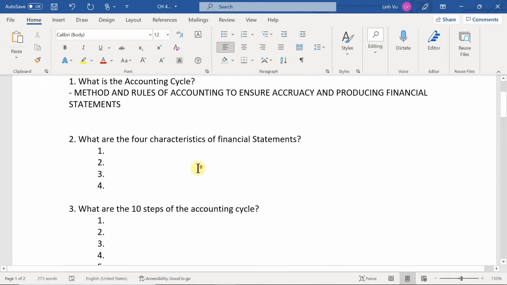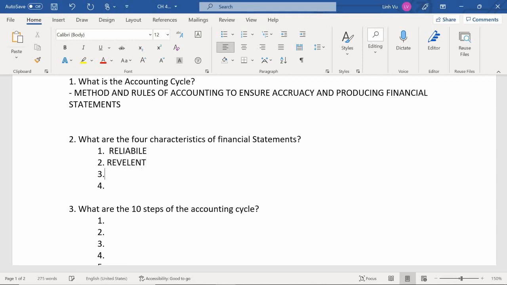All right, number 2. What are the 4 characteristics of financial statements? Reliable. Reliable, yep. You have to have the source documents to back up that you have a transaction. What else? Relevant. Relevant, good, meaning you need to be in the same time frame. Next. Consistent. Consistent, meaning choosing one type of method and consistently using that method throughout the entire accounting period. And last but not least, comparable.